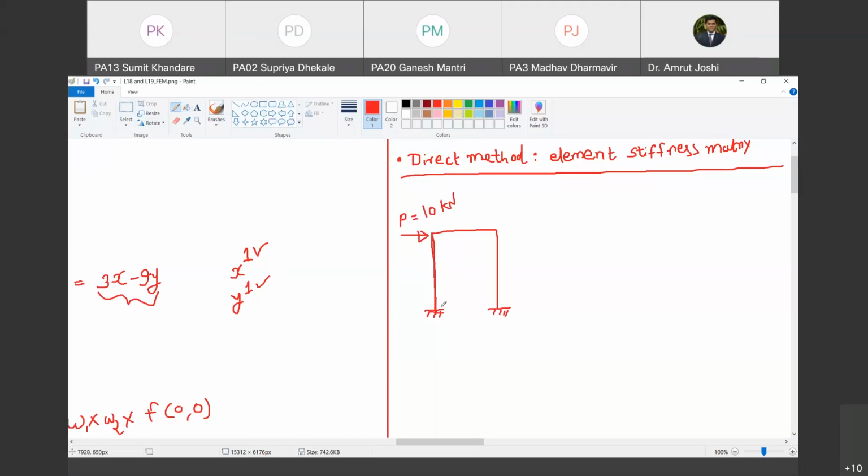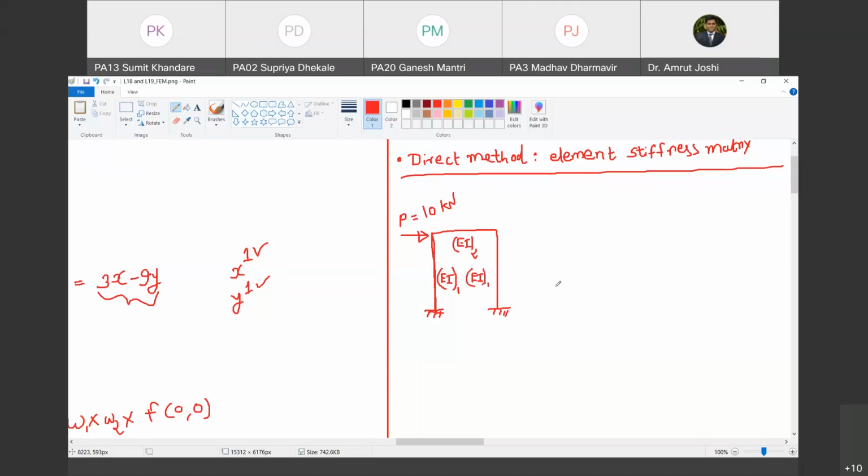Okay. Then I'm going to consider this as EI1, this as EI2. That means column and beams have different flexural rigidities. That's what I'm going to consider. And this is EI1. Are you with me? Yes, sir.